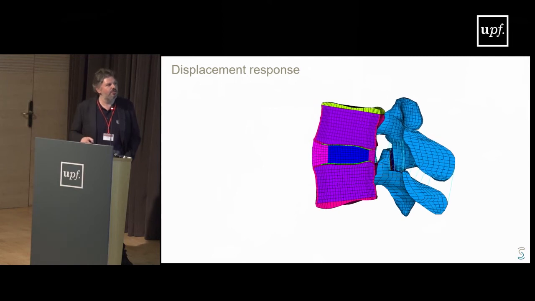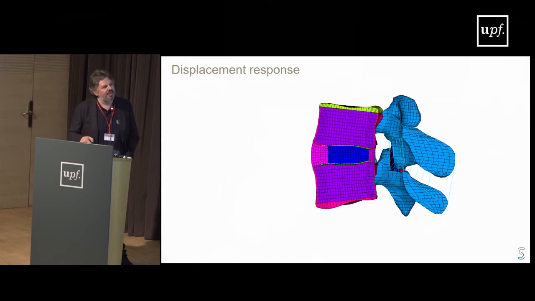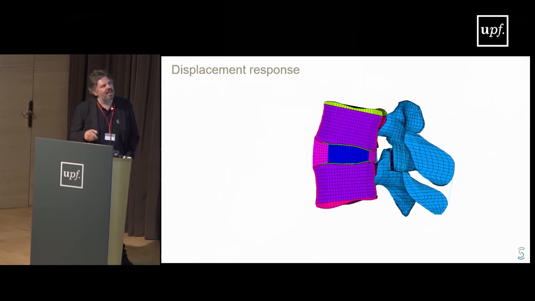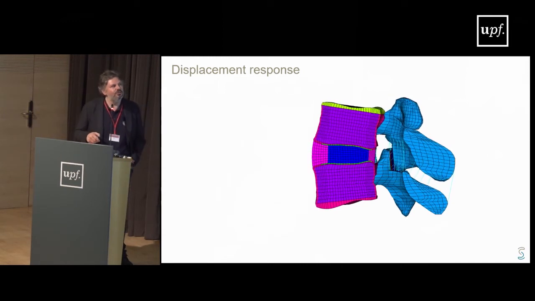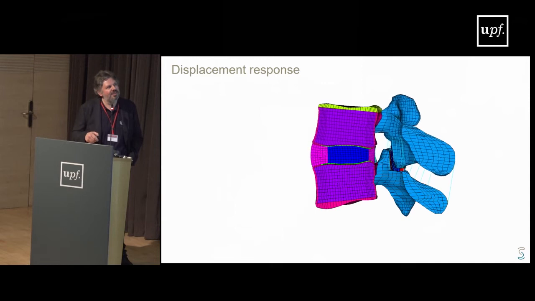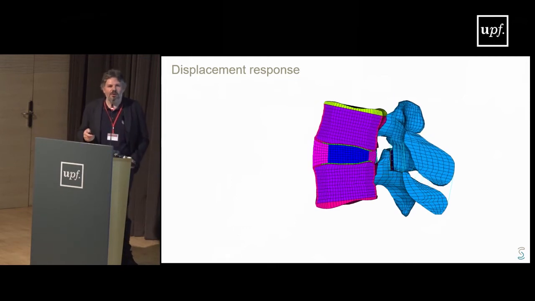So we can, of course, use the model to calculate the displacement response. Here we have a constraint on the bottom, so that the lower end plate of L5 is fixed, and we apply a pure moment on the top of L4. So we can use the model to see how the disc is bulging in flexion, and things like that. Calculate the range of motion, which is a very important parameter to study the biomechanics of the spine.